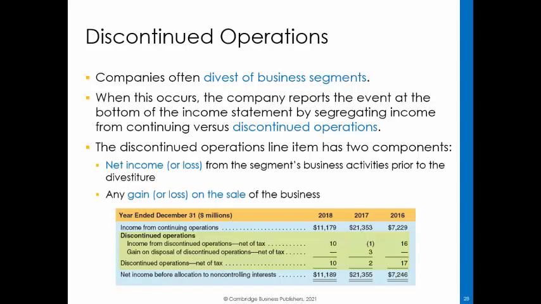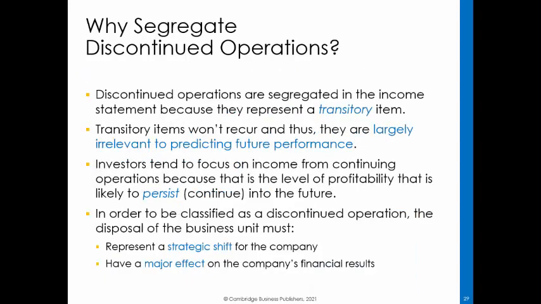The line item for discontinued operations includes both the net income or loss from the segment's business activities prior to the divestiture or sale, and any gain or loss on the sale of the business. On this slide, we can see from Pfizer's income statement the reporting of discontinued operations. In addition to segregating the amounts on the income statement for discontinued operations, companies are also required to segregate the assets and liabilities for the discontinued operation on the current and prior year balance sheets.